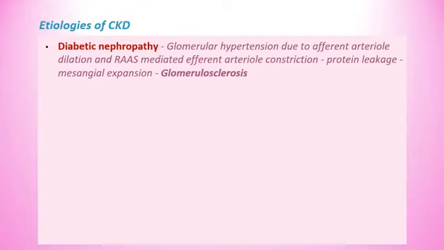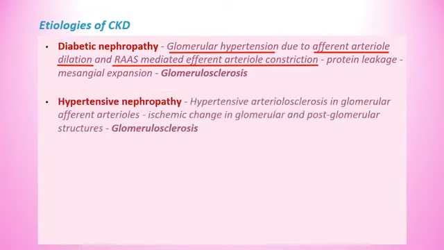Next, come to the etiologies of chronic kidney disease. First is diabetic nephropathy: glomerular hypertension due to afferent arteriolar dilatation and RAS-mediated efferent arteriolar constriction causing protein leakage, mesangial expansion and glomerulosclerosis. Next comes hypertensive nephropathy: hypertensive arteriolosclerosis in the glomerular afferent arteriole causing ischemic changes in the glomerular and postglomerular structure, causing glomerulosclerosis.